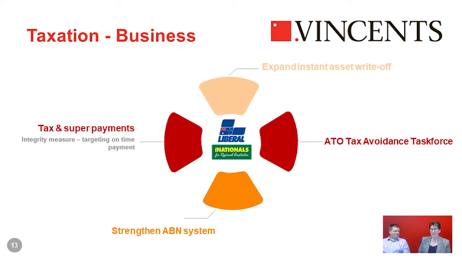Strengthening the ABN system. Again, this is another announcement in the budget where, in an effort to disrupt the black economy, which seems to be an ongoing target, the government is looking at ABN misuse and aligning ABN holder obligations with, as the government said, community expectations and making them compliant with the tax laws. So from 2021-22, there's going to be a requirement to lodge a tax return in order to retain your ABN. And then from the following year, it'll be a requirement to confirm the ABN details on an annual basis.